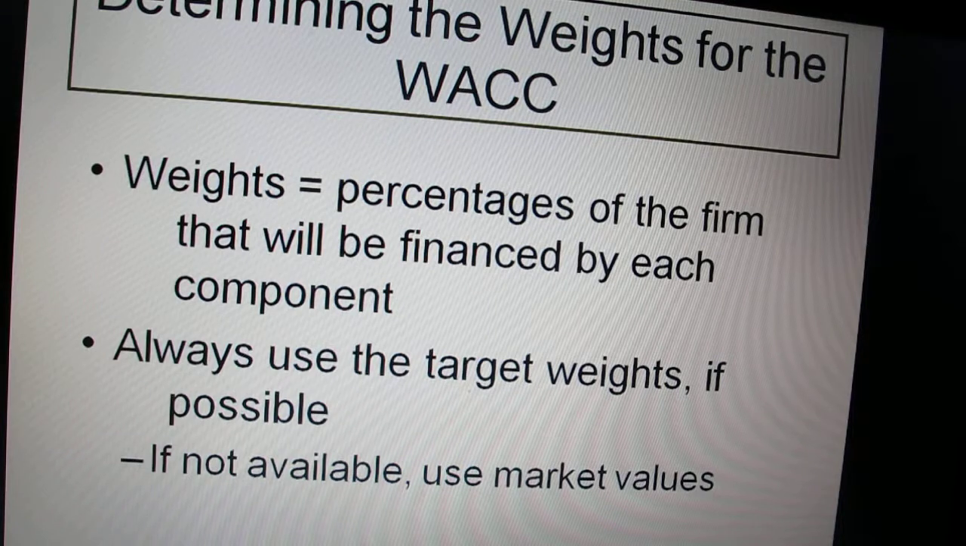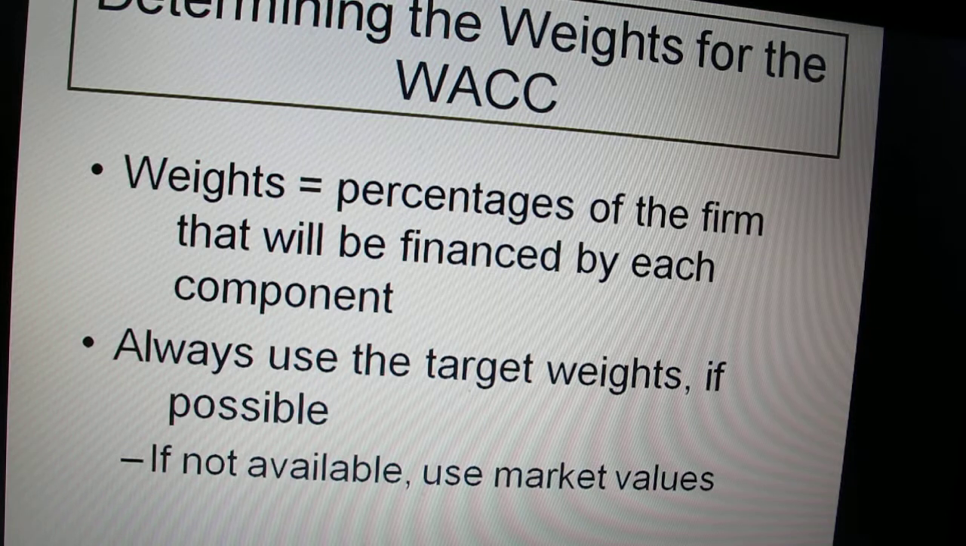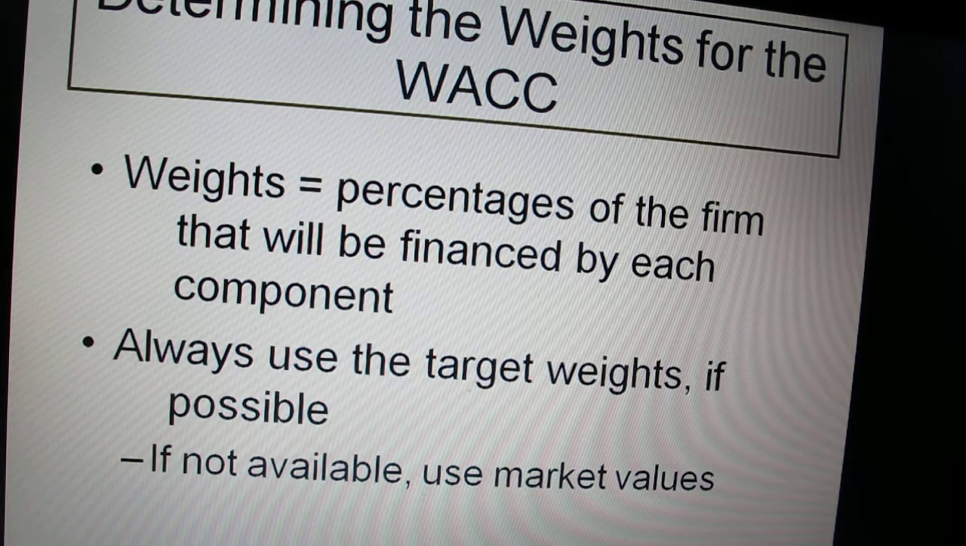The weights are going to be equal to the percentages of the firm that will be financed by each component. It's all here. We're going to always use the target weights if possible. If not possible, just use market value weights. You'd want to use them rather than book value weights.